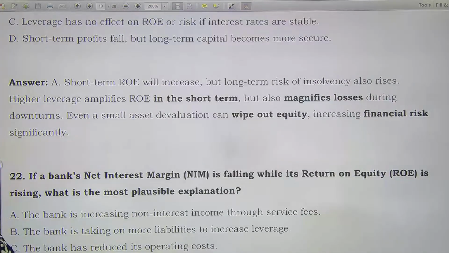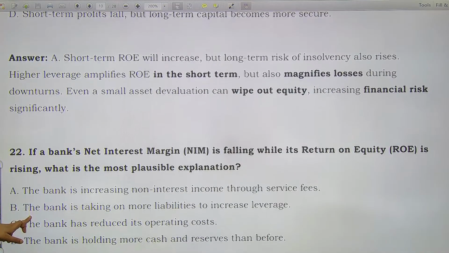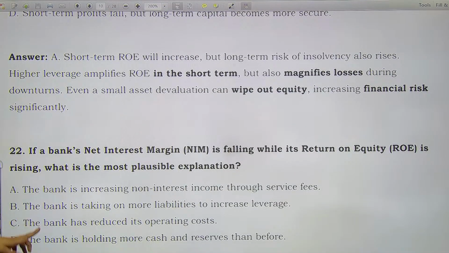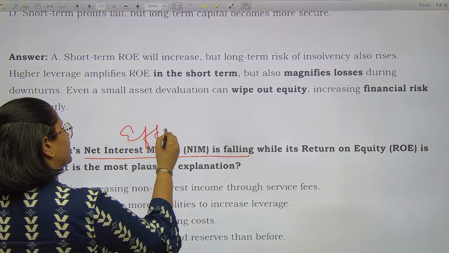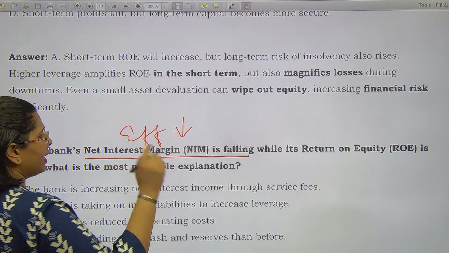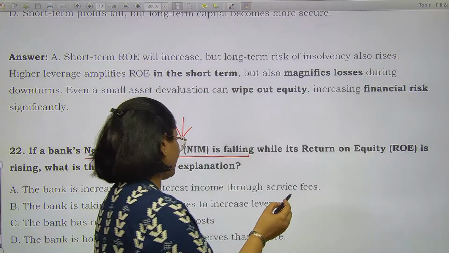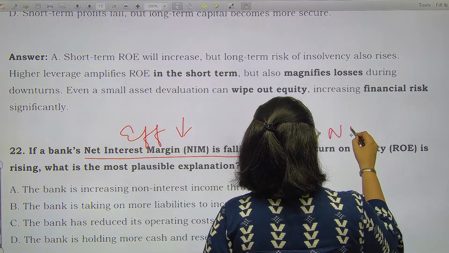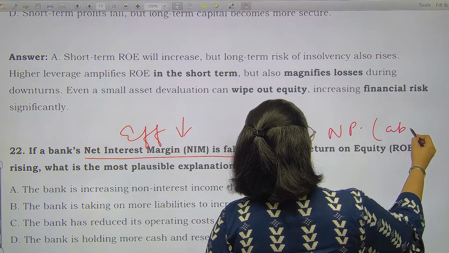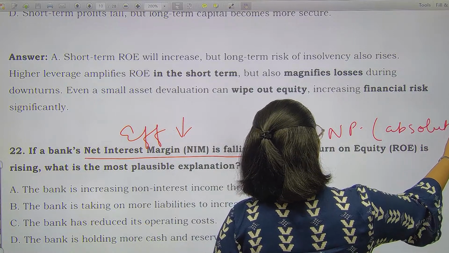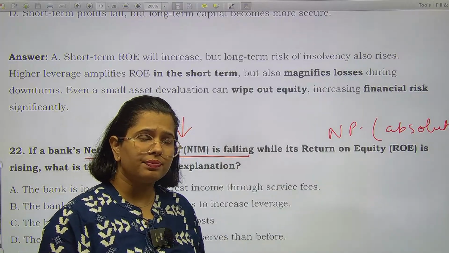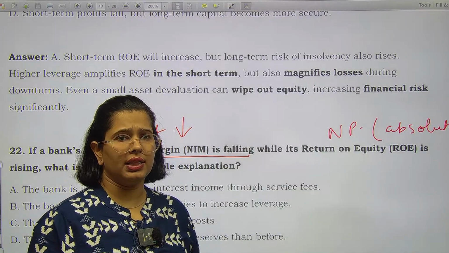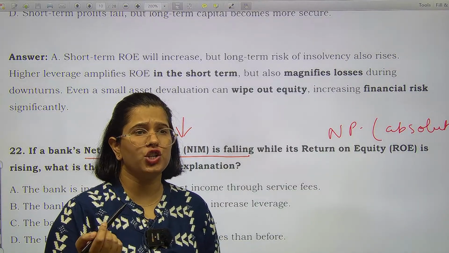Now, if a bank's NIM is falling while its ROE is rising, what is the most plausible explanation? See, if your net interest margin is falling, that means your efficiency has reduced. But at the same time, your net profit might be increasing in absolute numbers. Profit मेरा बढ़ गया है from 150 to 160 crores, but my margin is reducing. That means I'm not that much efficient, right?